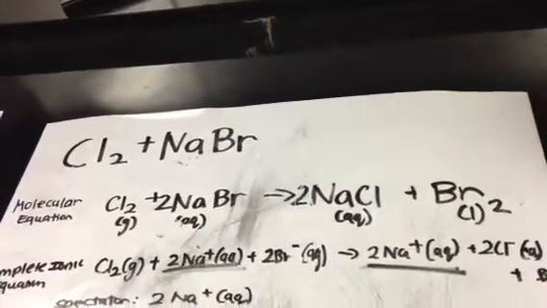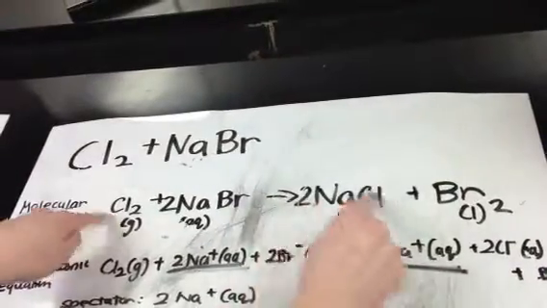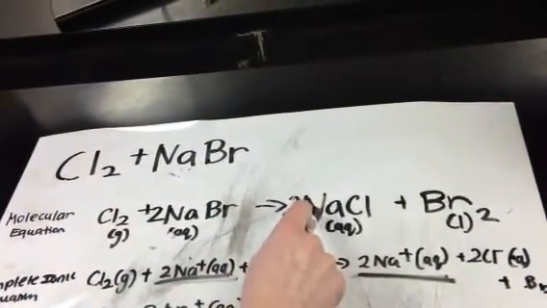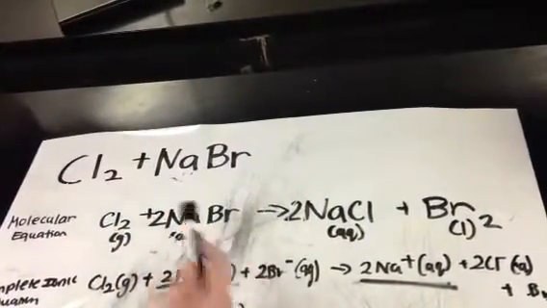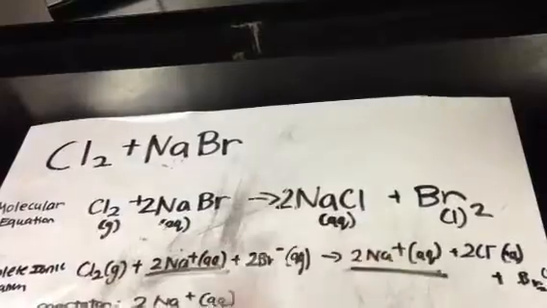To balance this equation out, we know that there are 2 Cl's here, so we put a 2 here. Next, there are 2 Na's, so we put a 2 here. And since there are 2 Na's, there have to be 2 Brs, but there are already 2 Brs here, so that is the balanced equation.